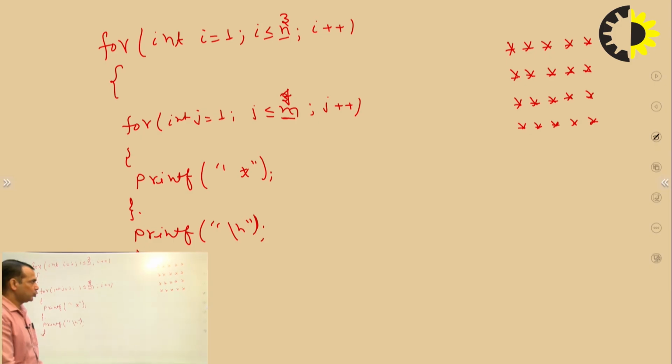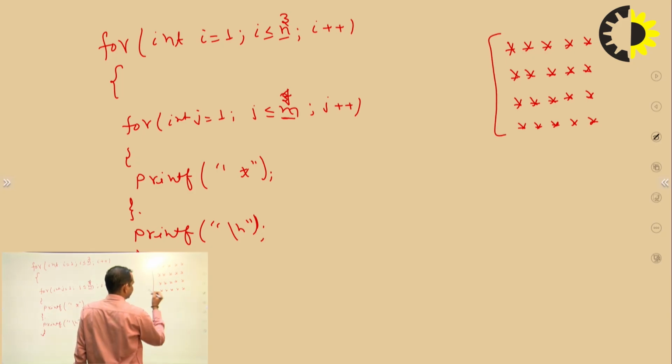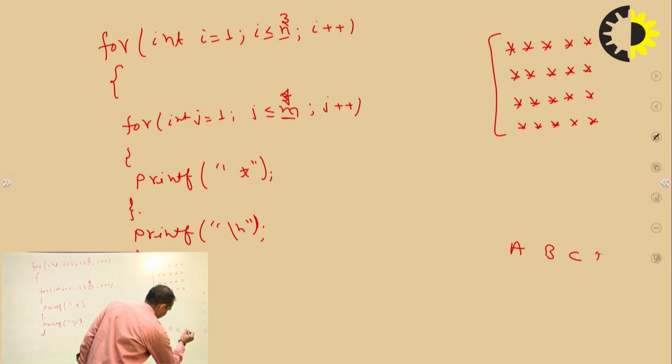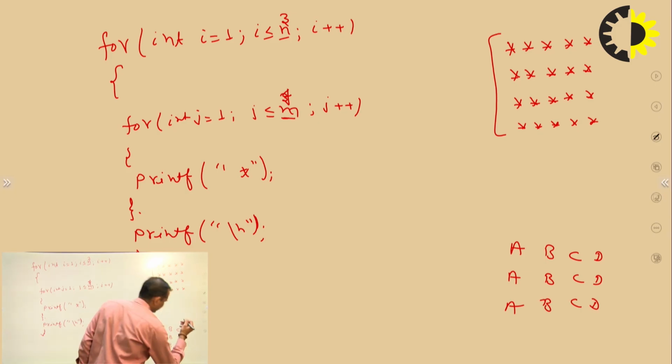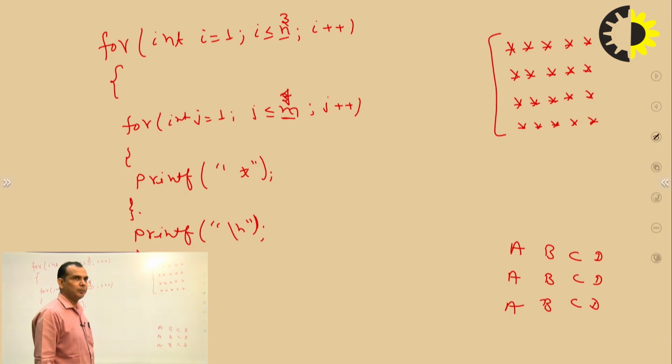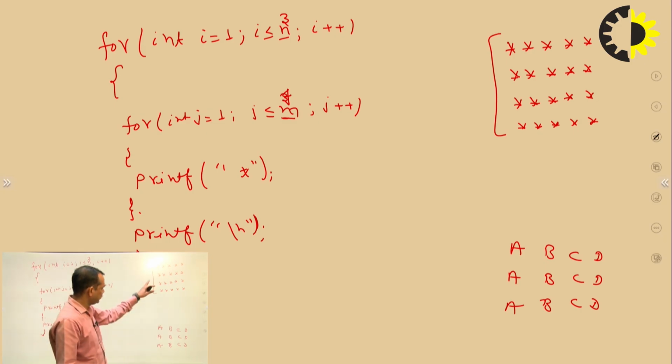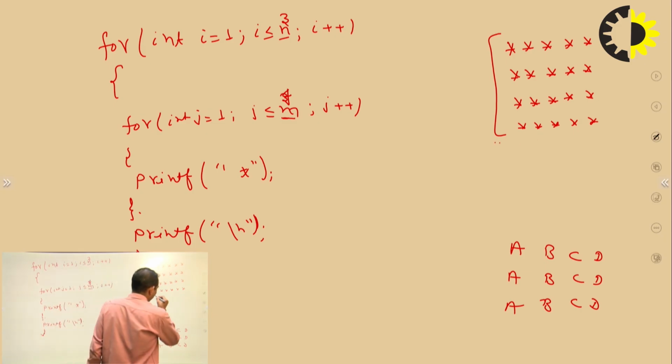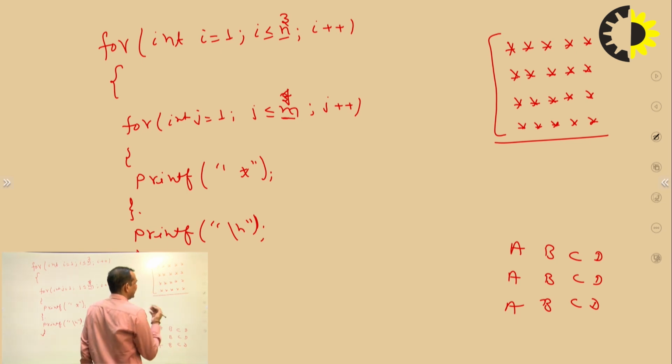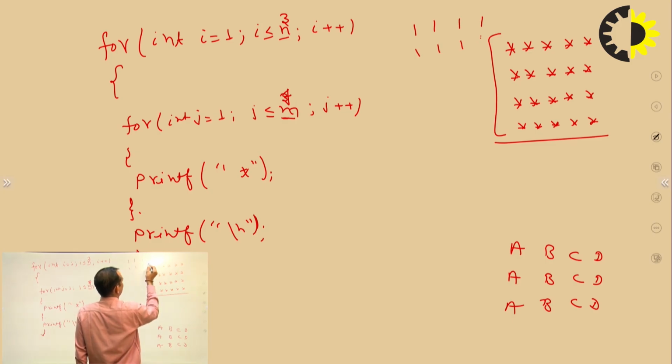So now, this is the code, and now we want to print a pattern where we use the alphabets A, B, C, D, A, B, C, D, A, B, C, D. To print this pattern, try to find out the logic of this. So instead of star, if we print some values, that is 1, 1, 1, 1, 1, 1, 1, 1, it is possible that we print these values here.